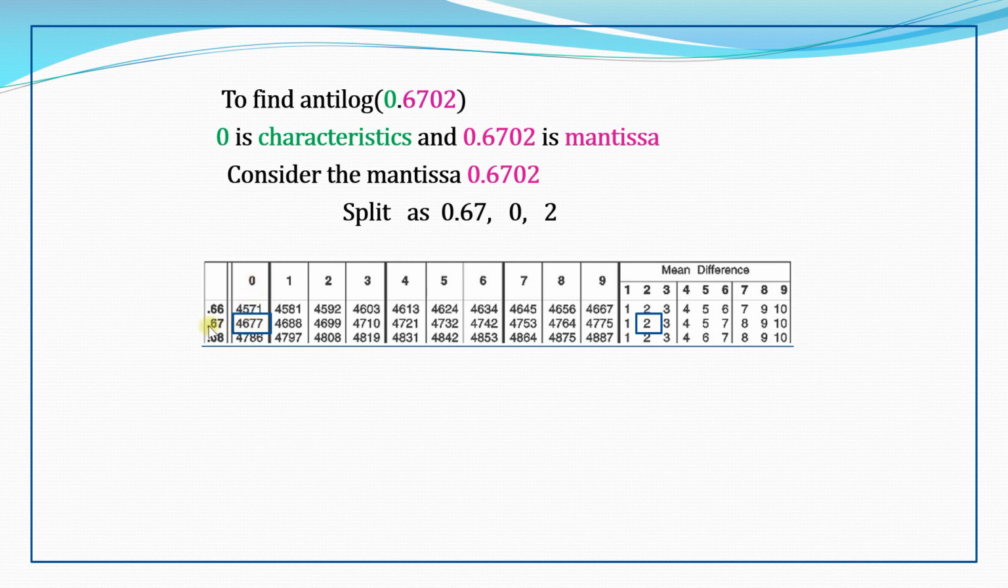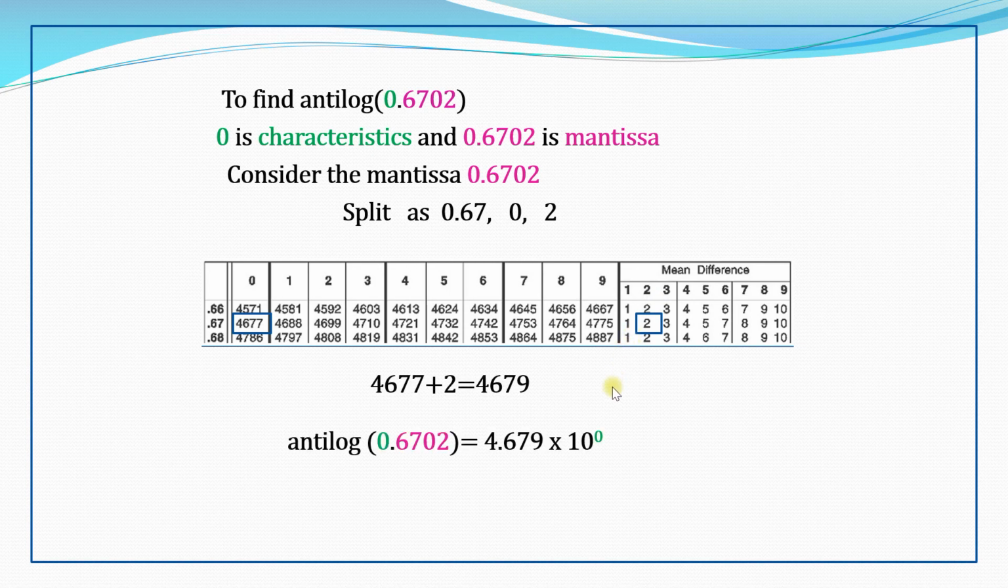The intersection of 0.67 and the column headed by 0 is 4677, and the mean difference column headed by 2 is 2. You are going to add these two, you get 4679. Now the anti-log of 0.6702 is just place the decimal after the first digit and raise the power of 10 to the characteristic, which is 0.